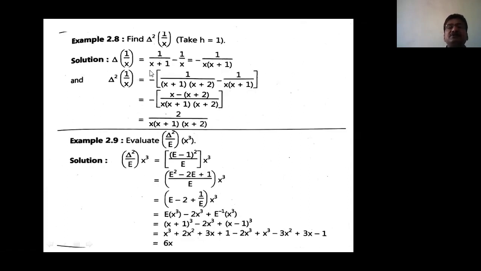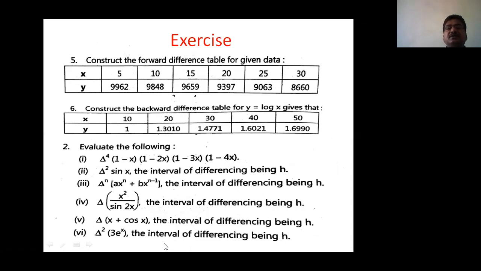Then delta square of 1 by x. Already in the previous example we found delta of 1 by x, and then find delta square of 1 by x. This is the answer. Already determined in the previous example. Evaluate delta square of e^x cube. So what is delta? Delta is E minus 1, its square, divided by E, and multiply by x cube. Then E of x cube is what? (x+1) cube, the value at the next point, take h as 1, and then E inverse, and the simplification is 6x.